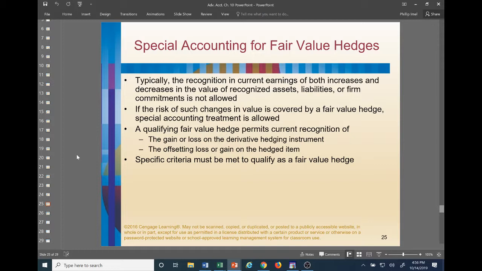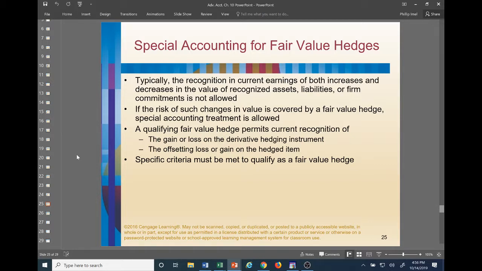Now, in order to qualify for special fair value hedge accounting, the derivative hedging instrument and the hedged item must satisfy a number of criteria. A critical criteria is that an entity must have a formal documentation of the hedged relationship and the entity's risk management objective and strategy. The entity must indicate the reason for undertaking the designated hedge, identifying the hedged item and the derivative hedging instrument, and explaining the nature of the risk being hedged.